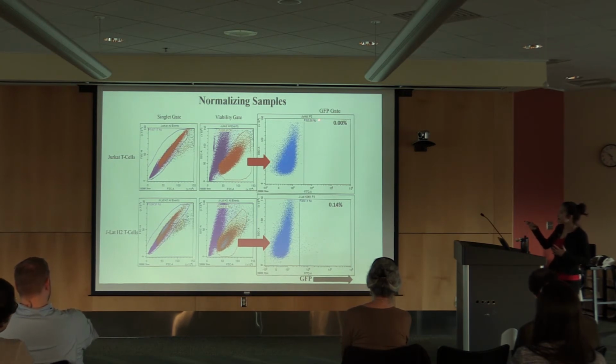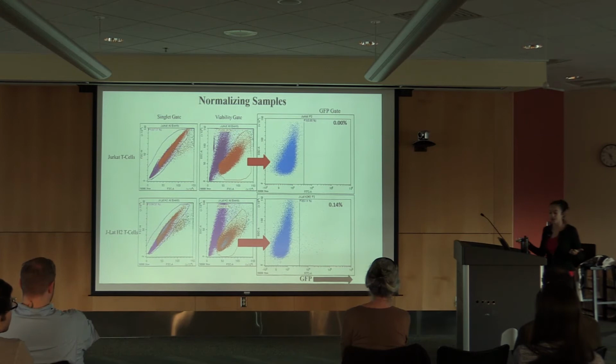And this is actually how I chose where to put the gate as well. In the JLAT 9.2s, there is barely any background being produced with no treatment whatsoever. So I had to move this over to 2 times 10 to the 3.